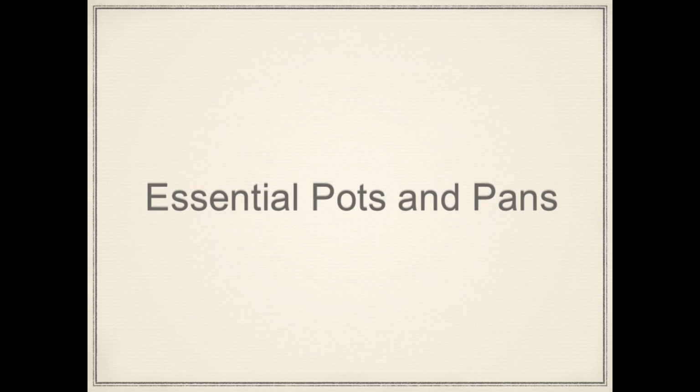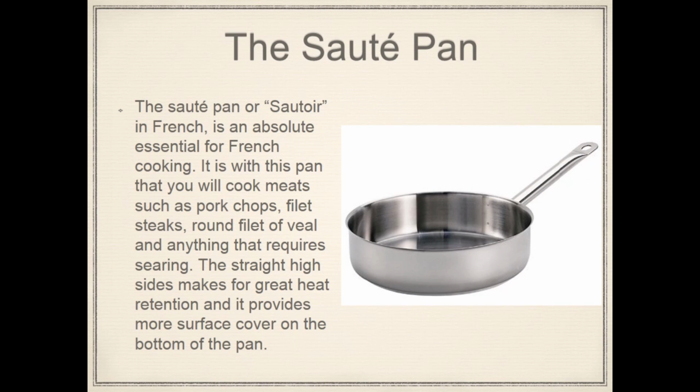Essential pots and pans. So this is more to do with the cooking part of things, after the preparation. The saute pan is very, very useful, and it's actually the pan you should use when you are cooking meats. It's a very good one to have. It can be hard to find sometimes.